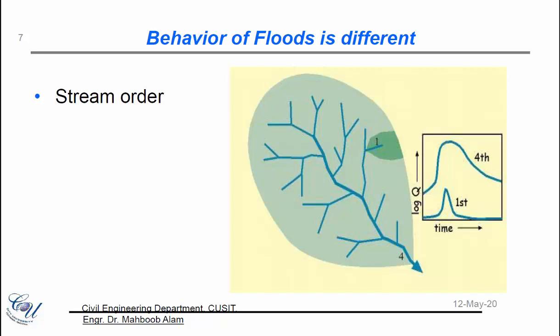Before we go to those structures, it is important to understand the behavior of floods. We briefly talked about different kinds of processes that are important for the flood estimates, and we also looked into the factors which would be affecting the floods. But let's go through certain things which should be kept in mind when designing for the flood control structures. First of them is the stream order.